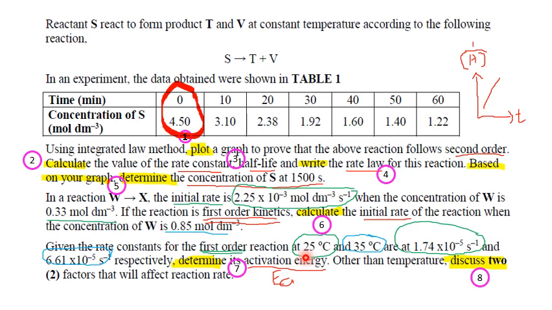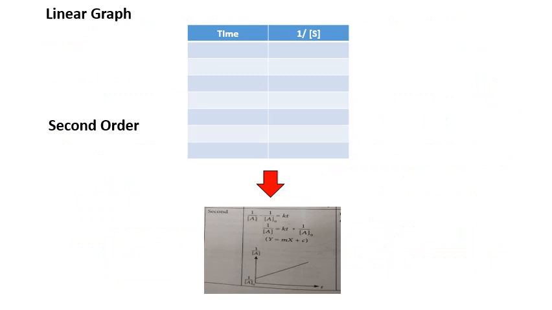Other than temperature, discuss 2 factors. The question says discuss, so we need to discuss in detail the factors that affect the rate of reaction. Okay, next we are going to analyze question number 1.